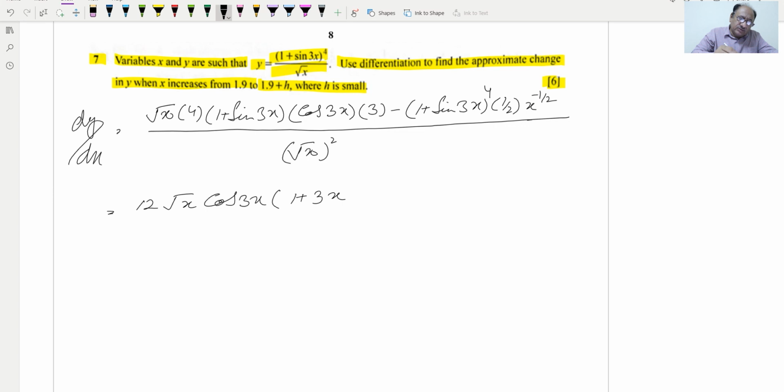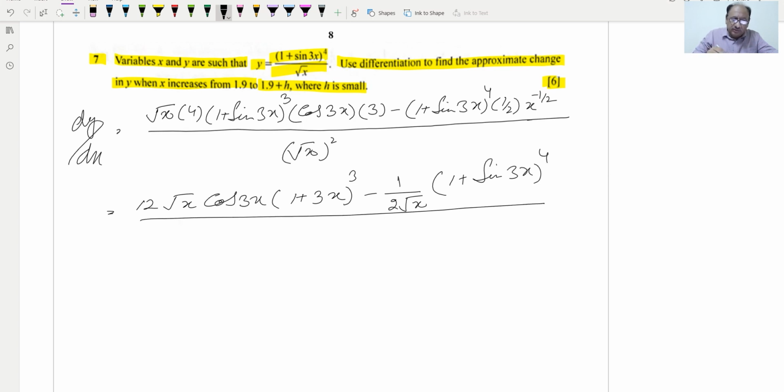1 plus 3x, this should be raised to the power 3, we missed over here. Now what else can we write? We can write minus, this will be the denominator, so 1 over 2 root x, into 1 plus sine 3x raised to the power 4, and the whole will be divided by x. Root x squared, the root will be cancelled, so x will be the denominator.